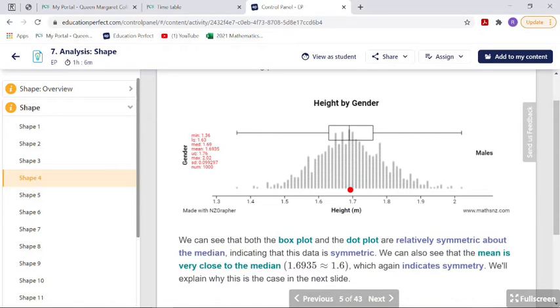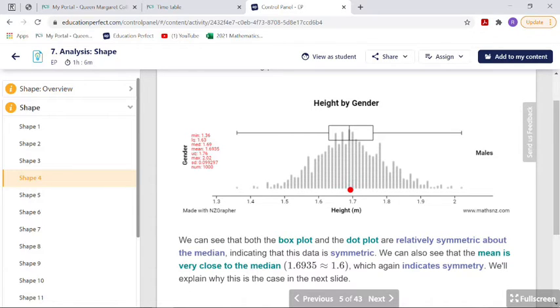So here we go. We have the height by gender, and we just have the males here, not the female data. But you see that the median is here in the middle of the box, and then the data spreads out pretty evenly on both sides. So we would say that this graph is symmetrical around the median, okay? Now, do you see this red dot down here? From last year, you might remember that this is the mean dot.